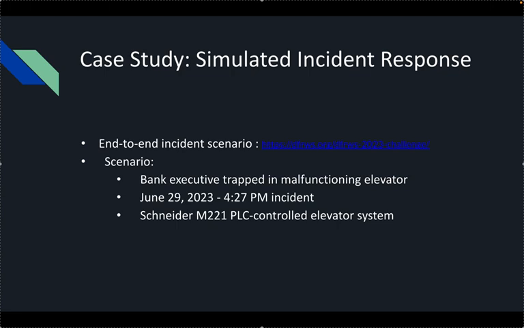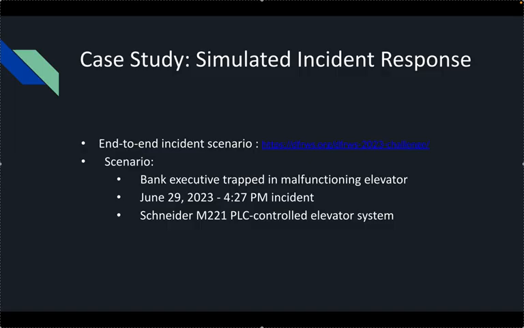So now we'll look at a case study where we simulate an end-to-end incident response. For that, we used an online available data set, the DFRWS 2023 challenge. This challenge is called the Troubled Elevator. The scenario includes a bank executive trapped in a malfunctioning elevator on June 29th, 2023. The elevator is controlled by a Schneider M221 PLC controlled elevator system. This scenario is perfect for demonstrating industrial control system forensics, which is a rapidly growing field as infrastructure is slowly becoming more digital.